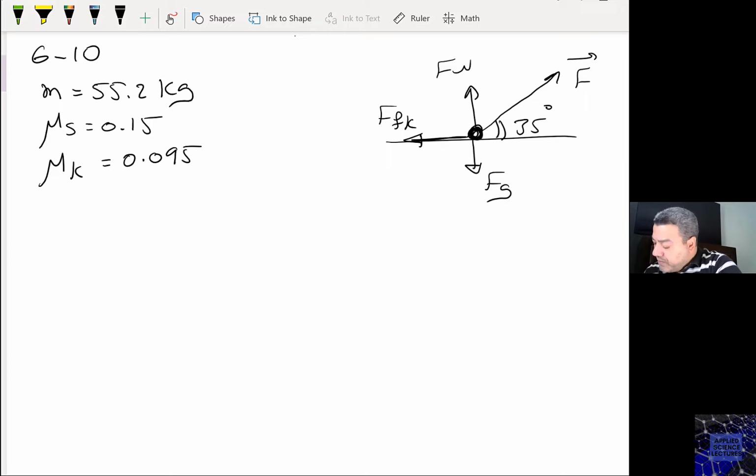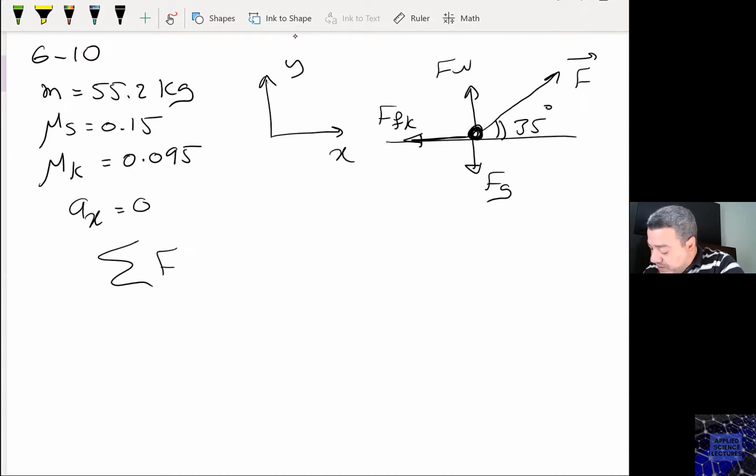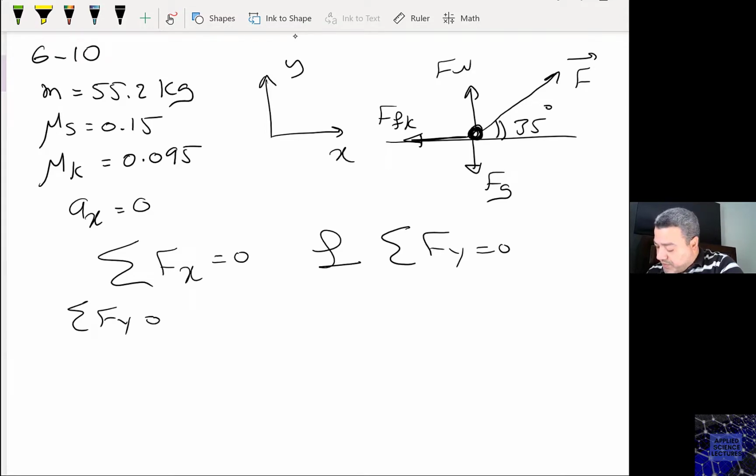So moving at constant velocity means that there is no acceleration, so I don't have acceleration ax. I assume that this is my x, this is my y, then ax equals 0, then I can use Newton's law, which is sigma Fx equals 0, and sigma Fy is also 0. So let me start first with the sigma Fy equals 0.